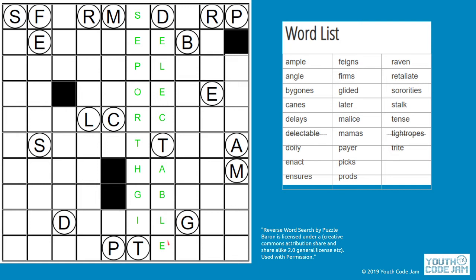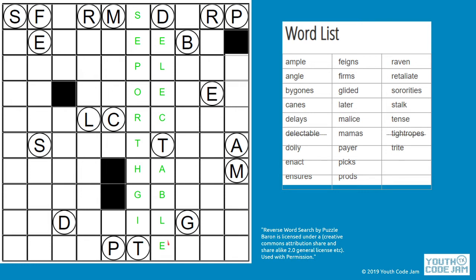D-E-L-E-C-T-A-B-L-E. And we will cross it off of our list. The next big word that I see is sororities. So we've got two S's. Let's see where this word might fit. This way is too short. Going this way is too short.